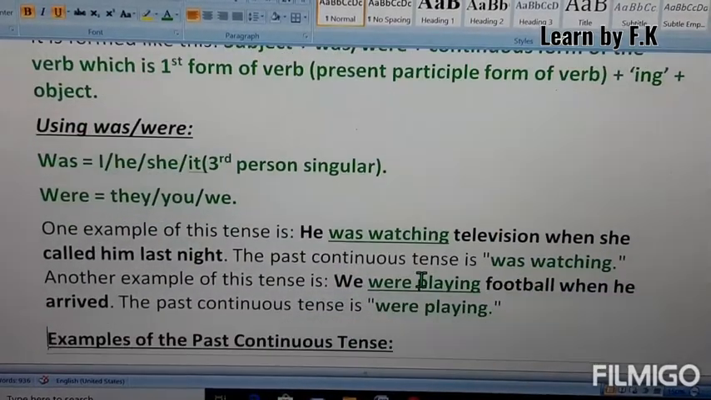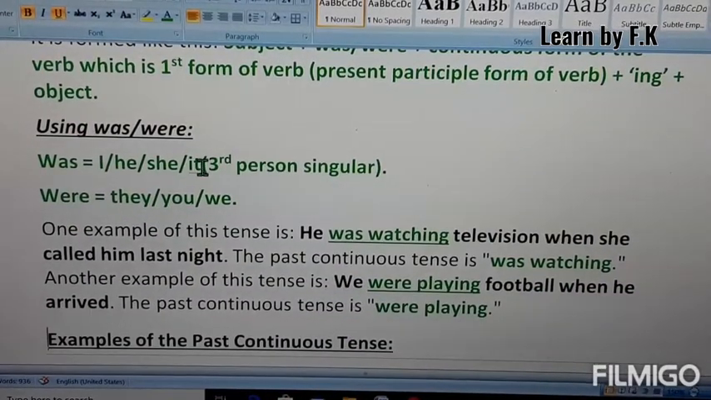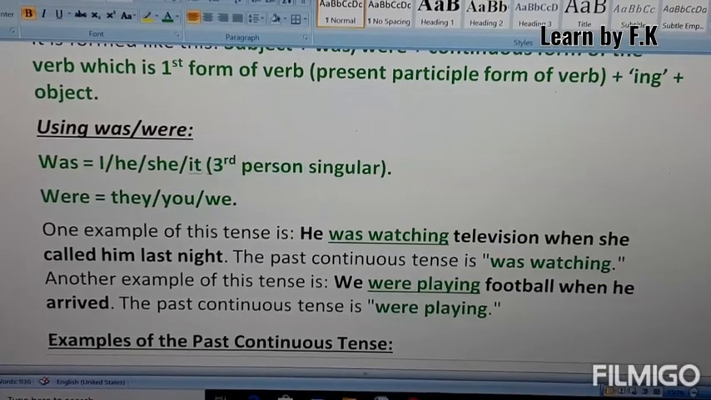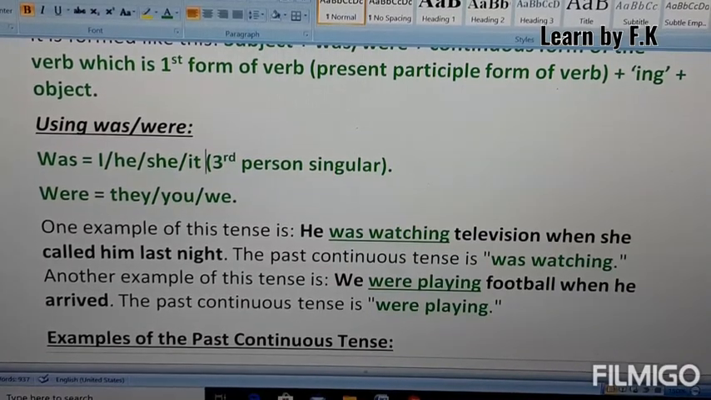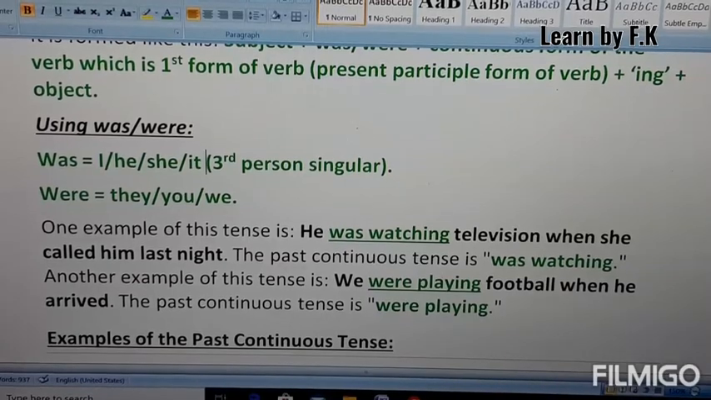Using was and were: here we have I, he, she, it, the third person singular, and we use was. For were we use the pronouns they, you, and we.